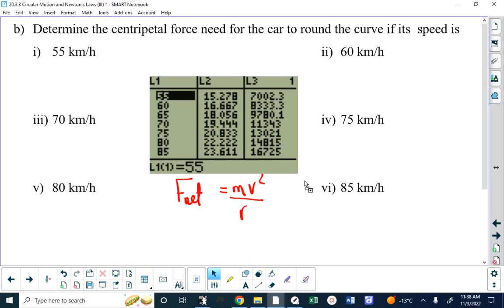At 70 kilometers per hour, it's 8,300 newtons. At 60, it's 8,300. At 70, I guess we weren't doing 65 for some reason, eh? Does yours have a 65? It doesn't. Okay. So at 60, it's 8,333. At 70, it's 11,343. At 80, it's 14,8. At 75, 13,021, etc. Are you with me there on, in principle, how we can calculate these?